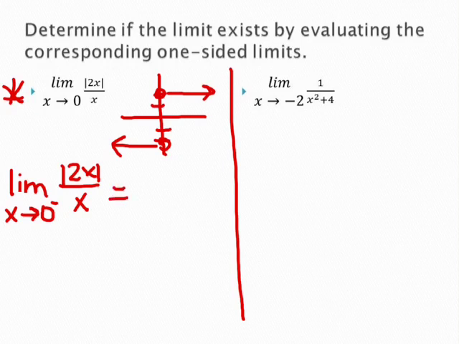Okay, now I do want to see this work on your homework, on your test. Okay, what is the left-hand limit as x approaches 0 of the absolute value of 2x over x? So if we look at this from the left, we see that it is approaching -2.